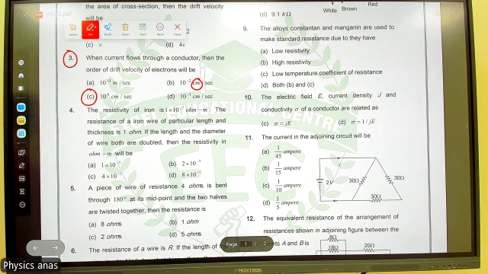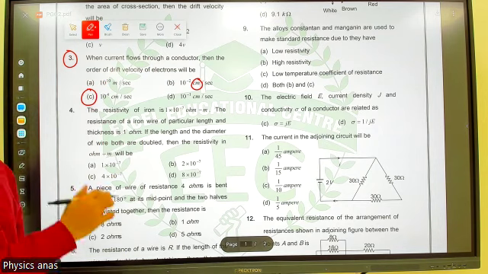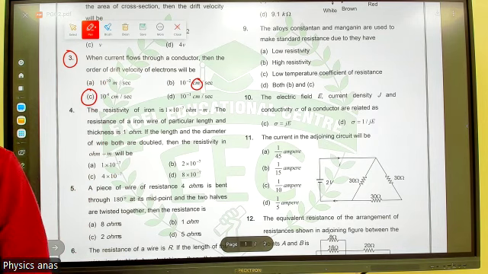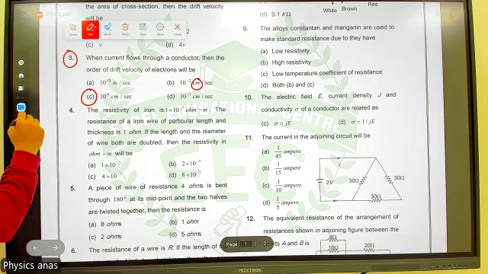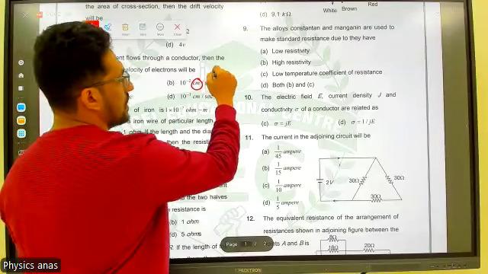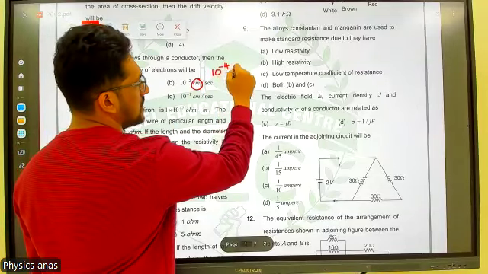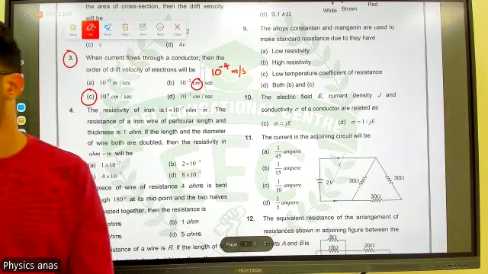What is the actual value in meter per second? What is the actual value? Amina. Neha, what is the actual value in meter per second? We have studied that. 10^-4 meter per second. 10^-4 meter per second is the value.